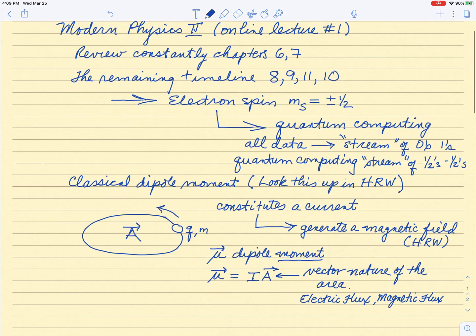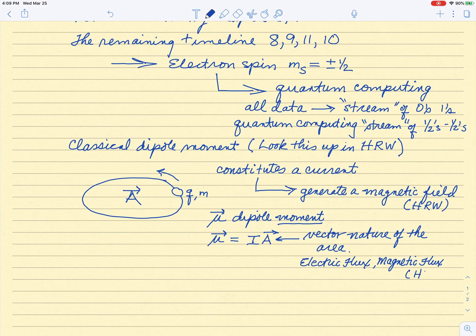And again, that's a Halliday, Resnick, and Walker review. So again, area is a vector, uniquely described by a vector perpendicular to the patch of area. And again, we discussed that pretty much in class. So the magnitude of the dipole moment is going to be the current times the magnitude of the area.